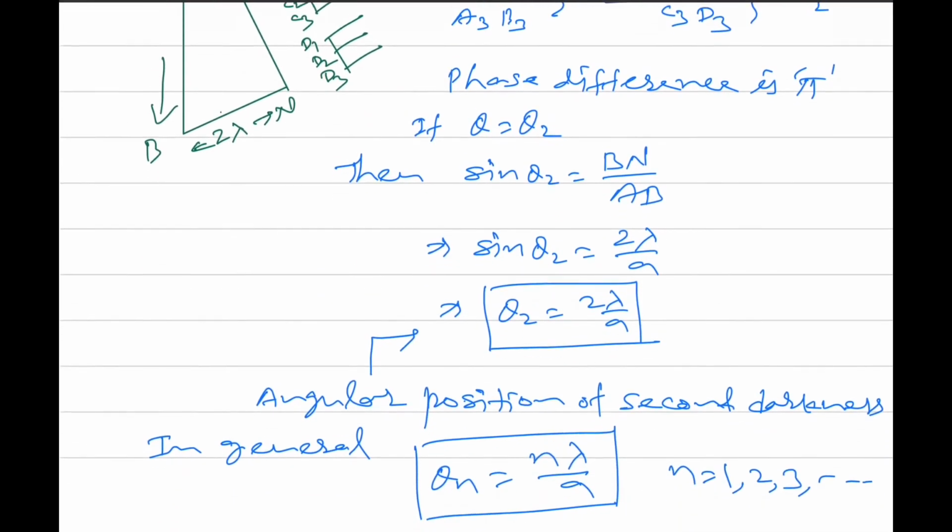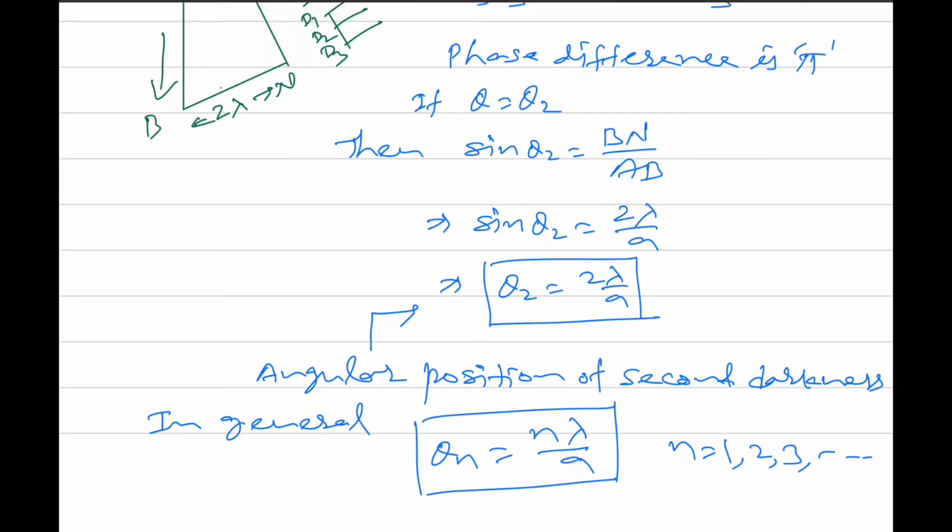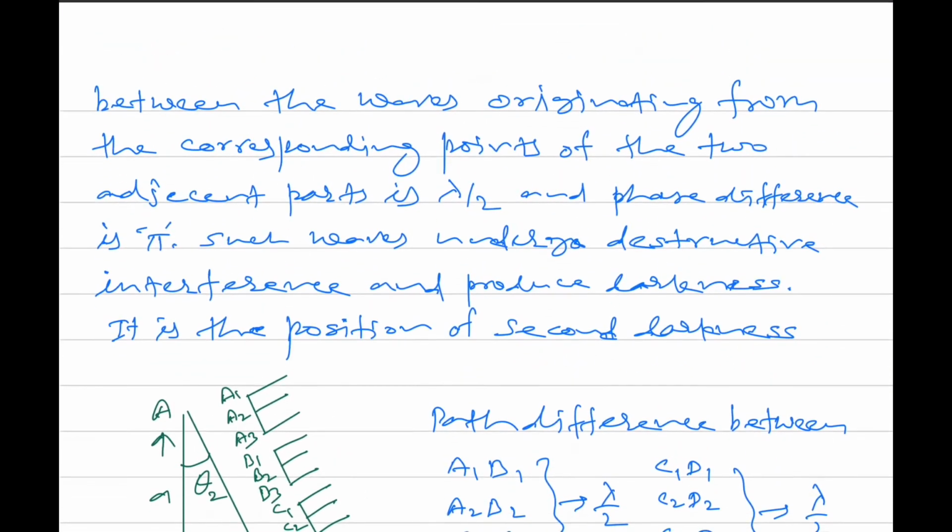So in general, if you want to write the position of darkness, theta is equal to n lambda upon A, because for first it was lambda upon A, for second position it was twice lambda upon A. Now for any dark fringe, theta n is equal to n lambda upon A, where n is equal to 1, 2, 3 and so on. So these are the positions of darkness.